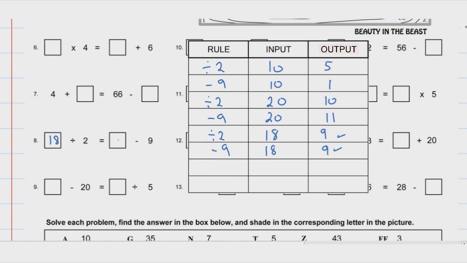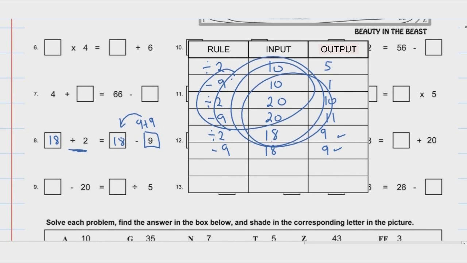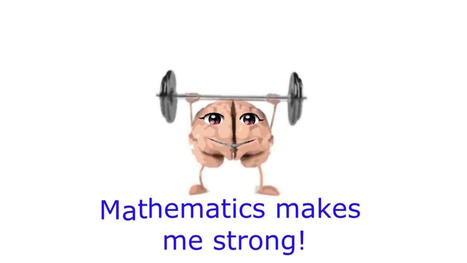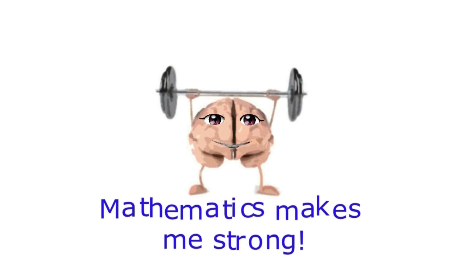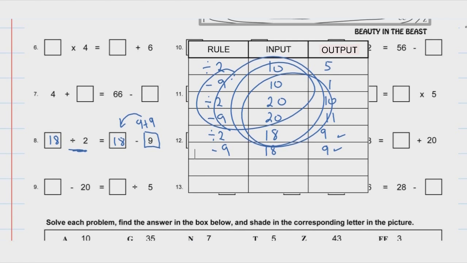Now, if you think about this for a second to help us out on the next one, do you see how we divided by 2 here? Well, you probably should have known this. All we had to do was double this number. And what is 9 plus 9? It's 18. So we probably didn't have to do all this if our mathematical brain was working properly. I guess I got to tune mine up a little bit. Mathematics makes me strong. So let's take a look at problem number 9.